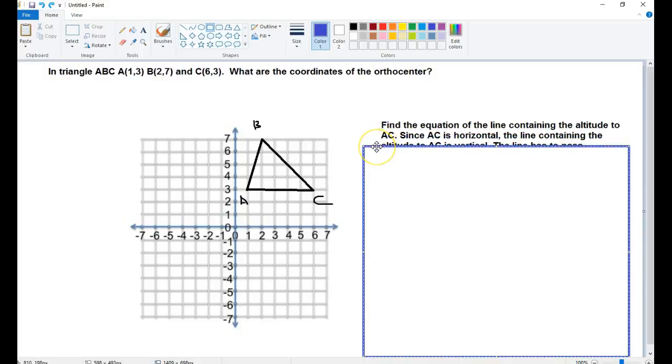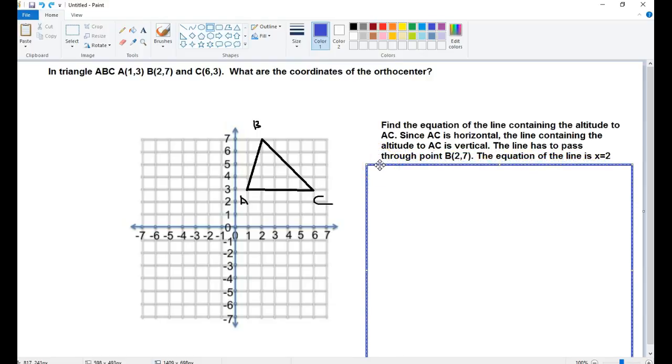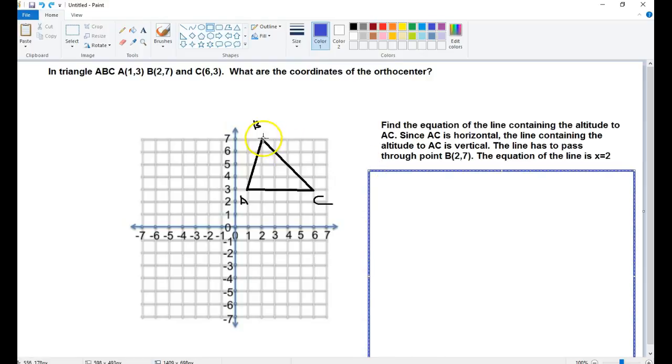So to find the equation of the line containing the altitude to AC, since AC is horizontal, the line containing the altitude to AC must be vertical. The line has to pass through the point (2, 7). The equation of the line is x equals 2, because x is going to be 2 and y is going to be constantly changing.